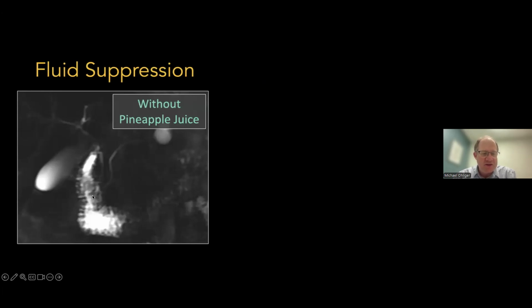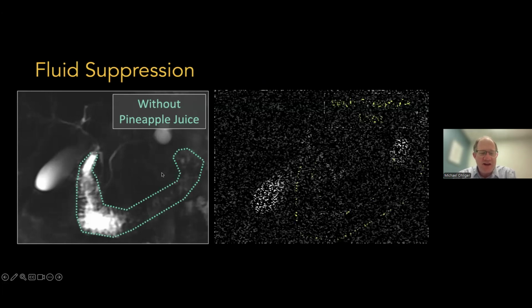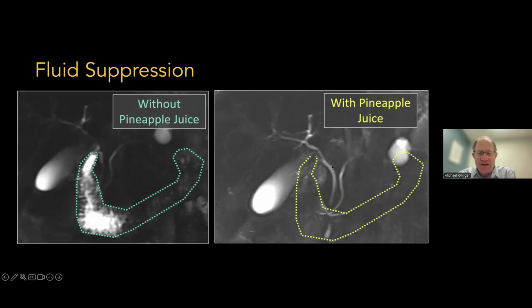So here's the patient with the duodenum there. And basically we're like, oh, I don't like having the duodenum in my MRCP. Here's the pancreatic duct and the common bile duct and gallbladder. And so I can give pineapple juice. And you see here the signal in the duodenum just disappears. And actually I have a much better image of the distal common bile duct and the distal pancreatic duct.